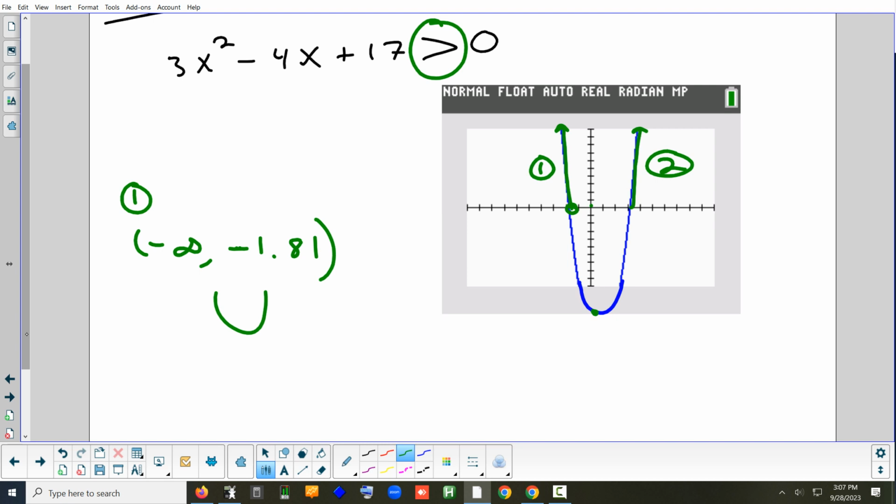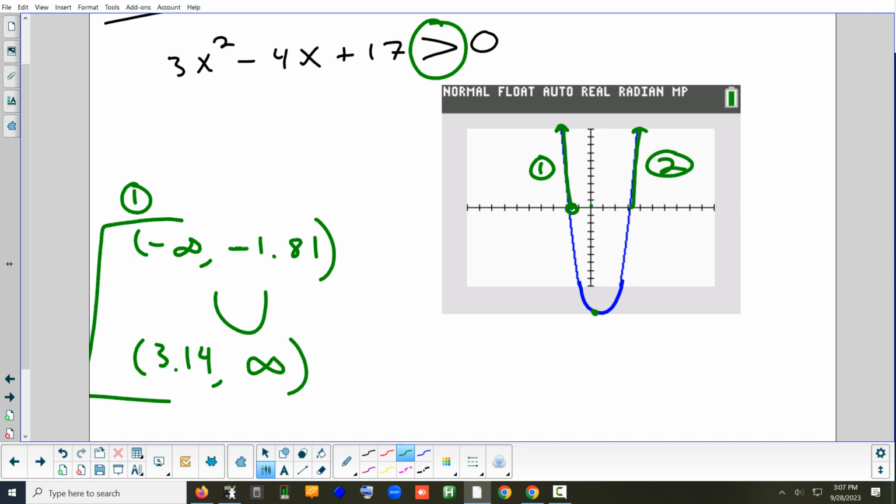Does anybody have where interval 2 starts? Yep, 3.14. Okay, so 3.14. And where does interval 2 stop? Like, what's the furthest right you could pick a value and still be in section 2? Yep, infinity. Right, you could just keep going to the right. You're just going to be way up on your graph. And that would be the answer where it's above 0.